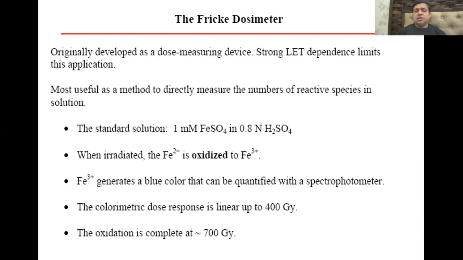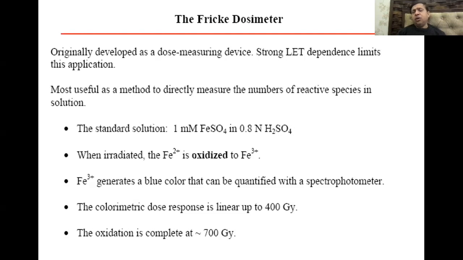This ferric ion generates a blue color that can be quantified using a conventional UV-visible spectrophotometer. So the colorimetric response linearity is very important, because unless it is linear, you cannot accurately measure the dose response. The dose response can be accurately measured up to 400 grays. So this is basically the sensitive range, where the colorimetric dose response is linear up to 400 gray. From 40 gray to 400 gray, this process is very good to detect.